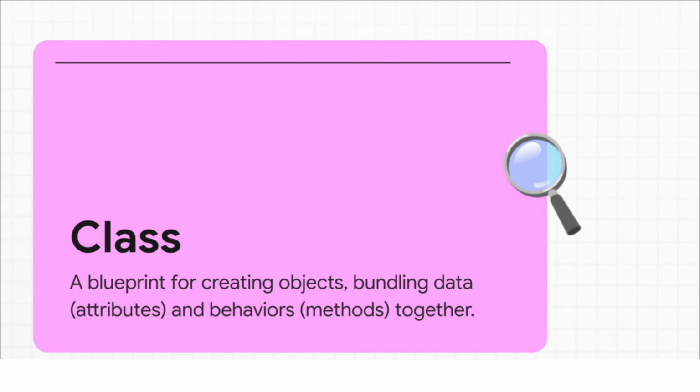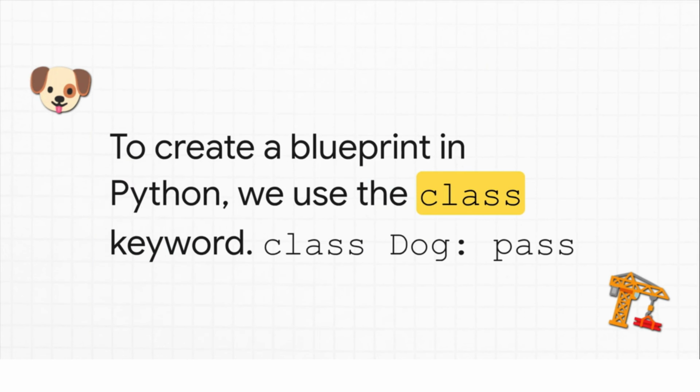So, at its heart, a class is just a template. It's designed to bundle two things together. First, the data you want to store, which we call attributes, and second, the functions that can do things with that data, and we call those methods. All right, let's make this real. We're going to use the classic example, a dog. To create this blueprint in Python, you just use the class keyword and give it a name. That's it. This is the simplest possible class you can write. That pass keyword, it's just a placeholder, basically telling Python, hey, I'll fill in the details in a minute.